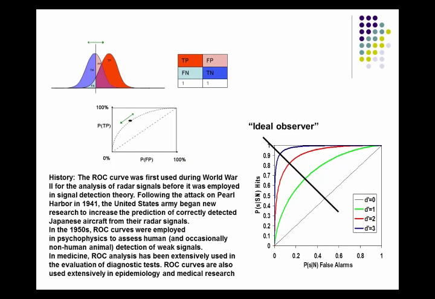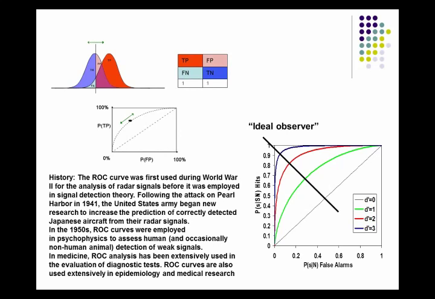Interestingly, I got that from Wikipedia. This ROC curve, the receiver operating characteristics, is a strange word. Comes from America. They were used during World War II for the analysis of radar signals before it was employed in signal detection theory. Following the attack on Pearl Harbor in 1941, the United States Army began new research to increase the prediction of correctly detected Japanese aircraft from their radar signals.